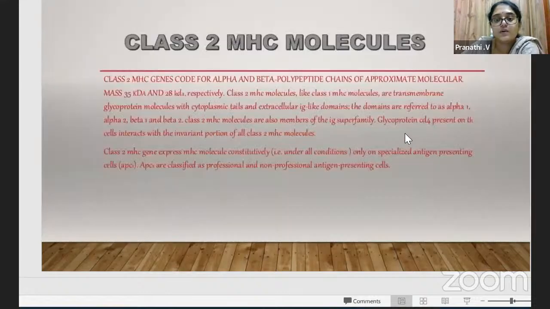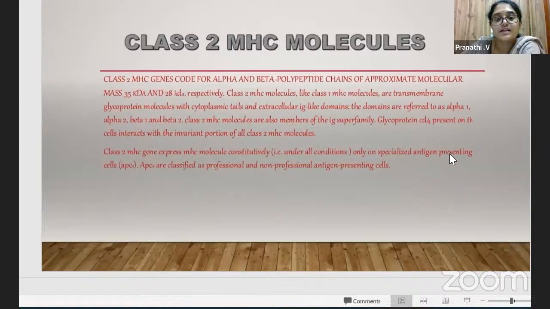Class 2 again has alpha and beta chains basically: alpha 1, alpha 2, beta 1, and beta 2. So 2 alpha chains and 2 beta chains are present. They are also members of the immunoglobulin superfamily. Glycoprotein CD4 is present on the TH cells, and this interacts with the class 2 molecules. They are present in all conditions, so they are known as constitutive genes.